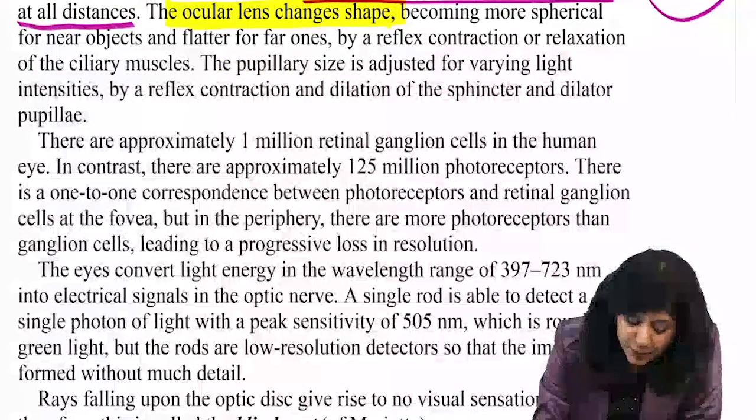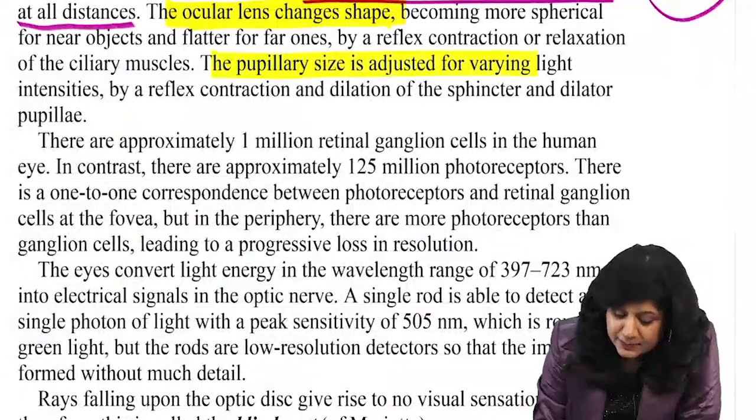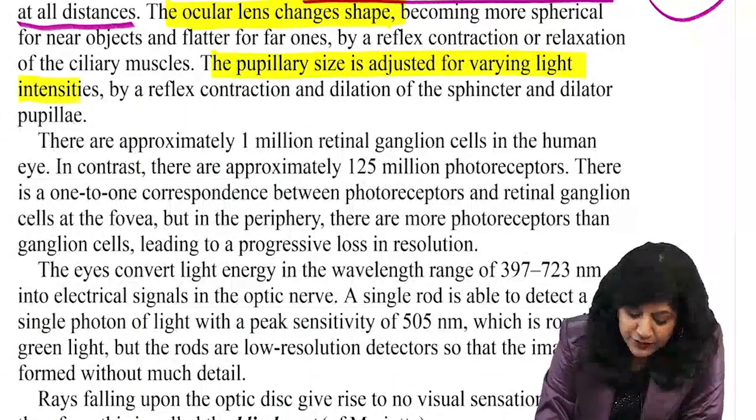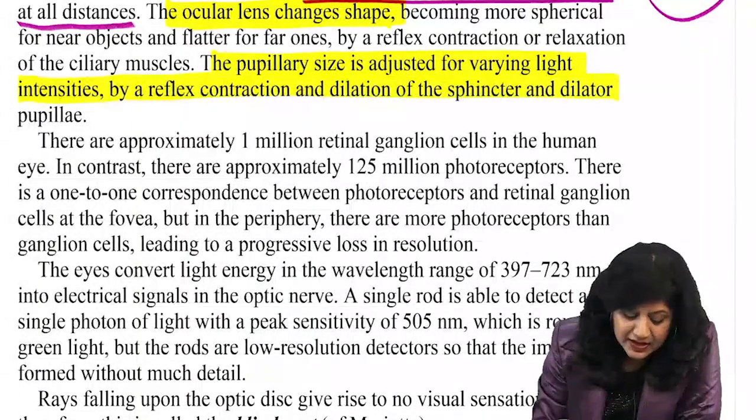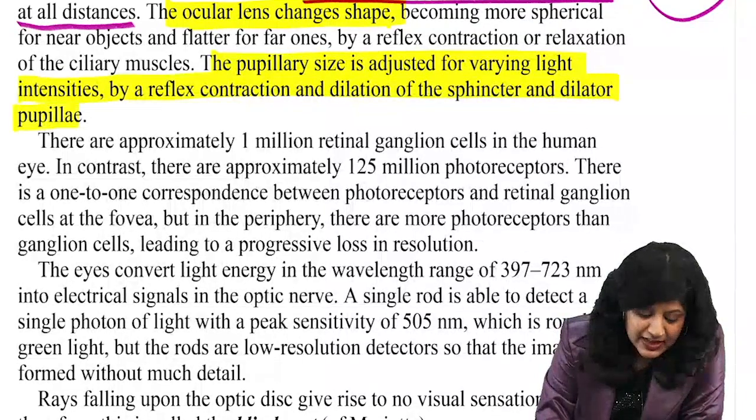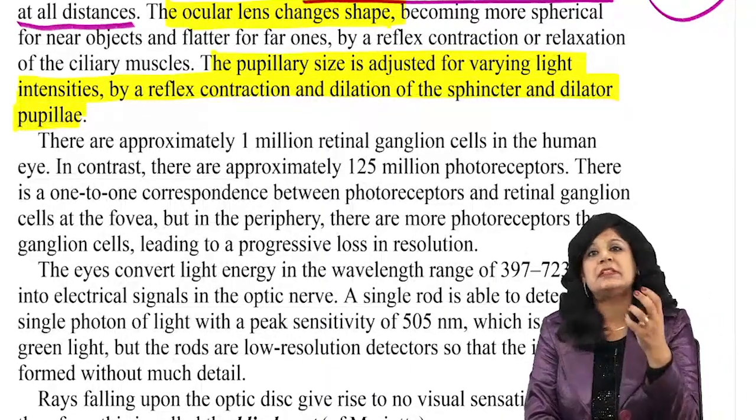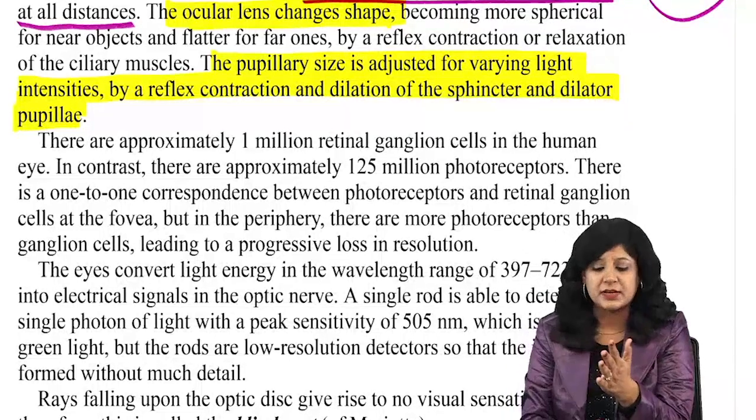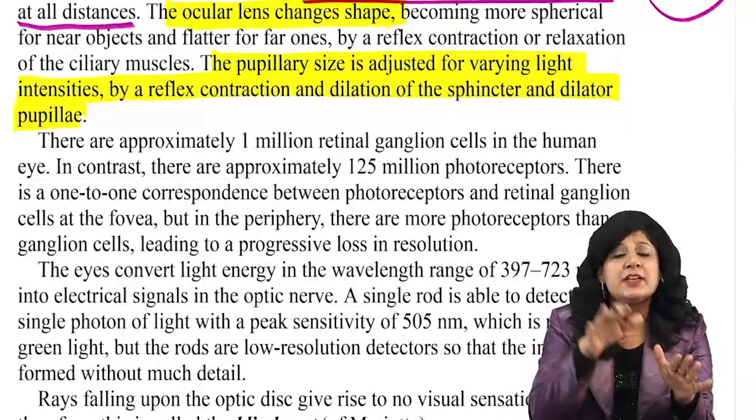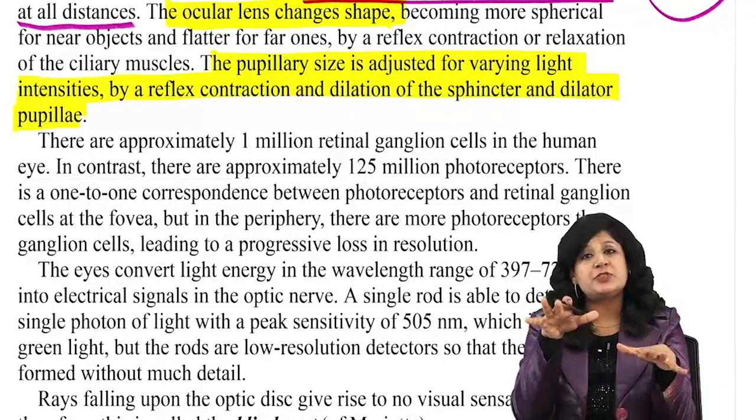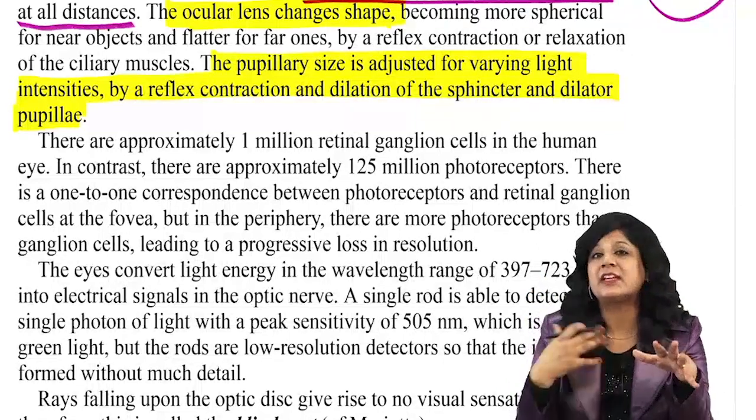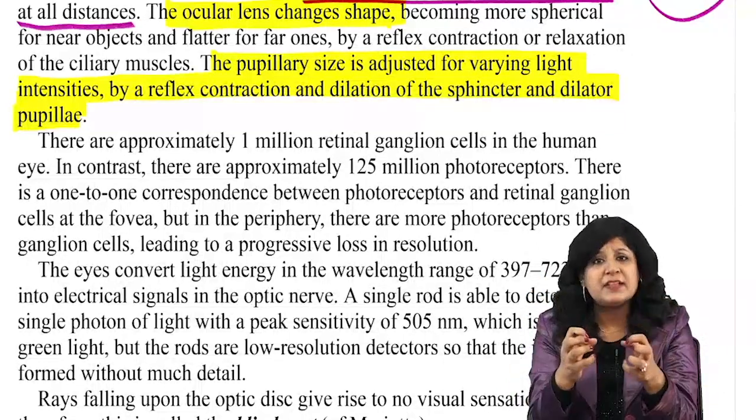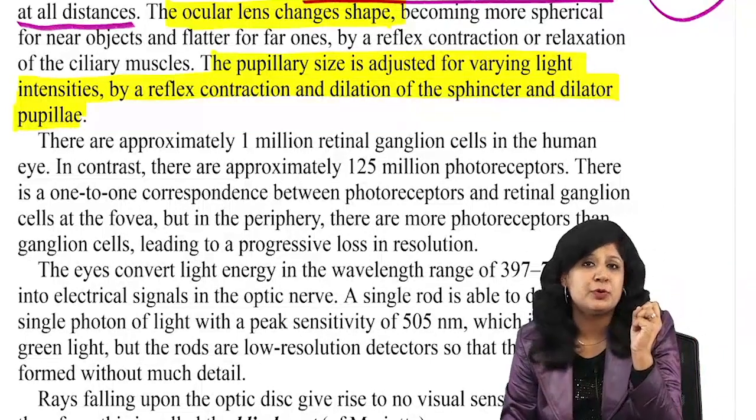Now, another important thing is your pupillary size. The pupillary size is adjusted for varying light intensities by a reflex contraction as well as dilatation of the muscles, that is your sphincter pupillae muscle and the dilator pupillae muscle. Now, there is an amazing balance between the two pathways, the parasympathetic and the sympathetic, which helps to regulate the size of the pupil.